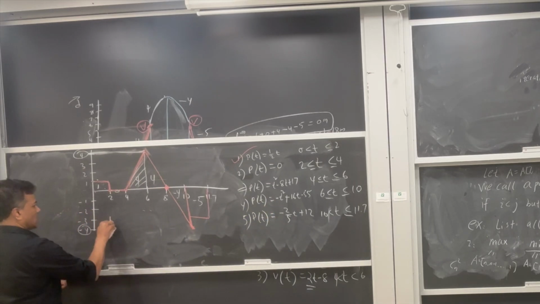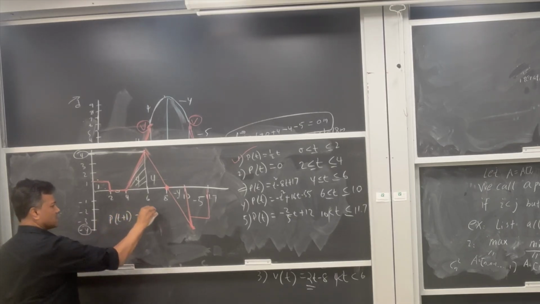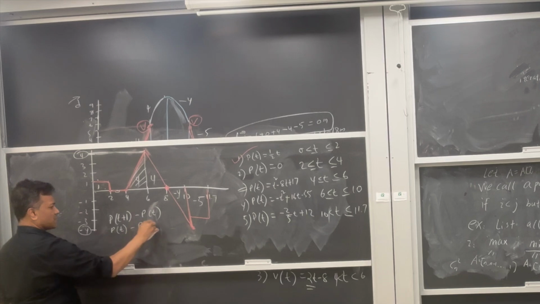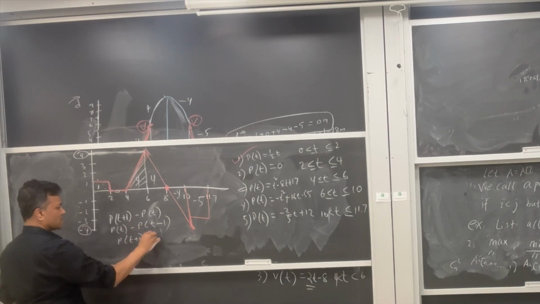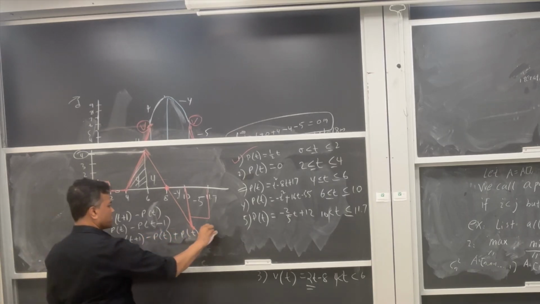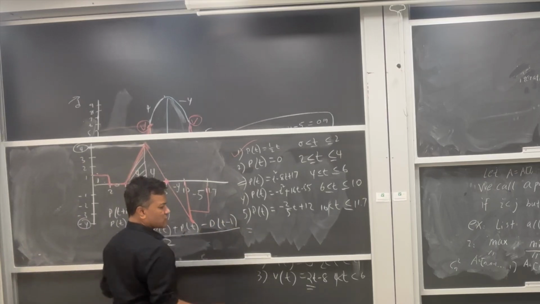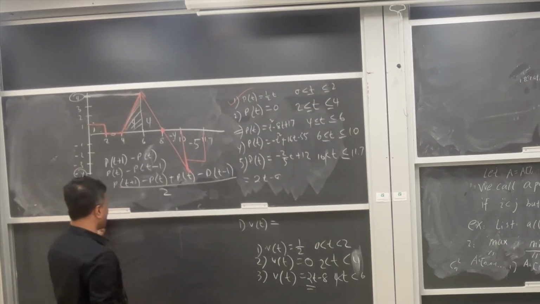Midpoint, I'm going to do it: p of t plus 1 minus p of t, and then p of t minus p of t minus 1, all of it divided by 2. That also gives you 2t minus 8. Let me show you how.